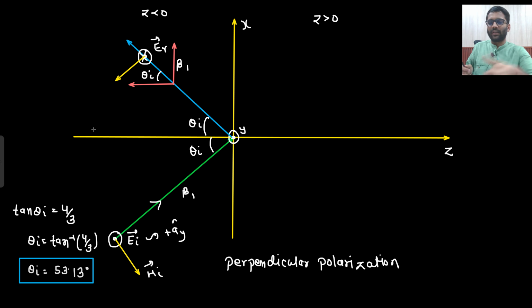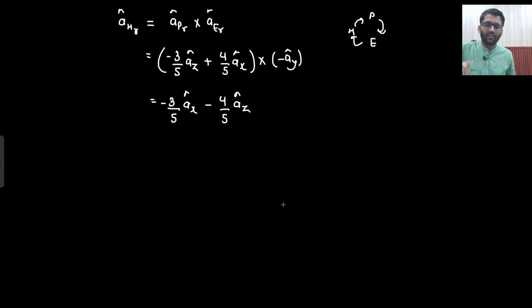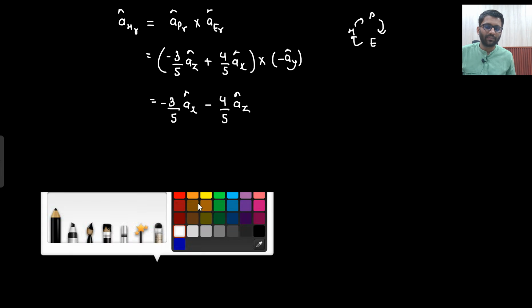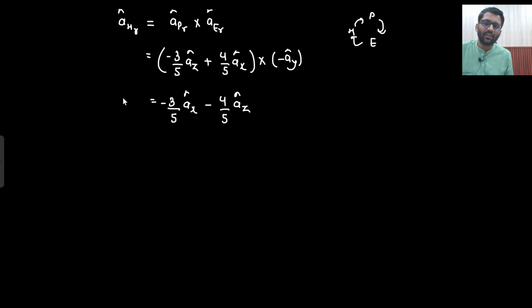Basically, E cross H should give you P. So this is my H, this is my HR. If this is your HR, then you can see that it is going in minus Z and minus X. So in the HR, you should have minus Z and minus X. This is what we are getting. Is that clear to you? So this is my direction of AHR.